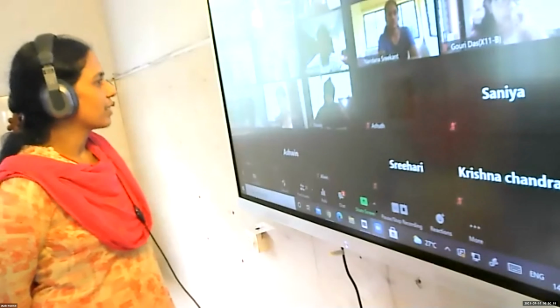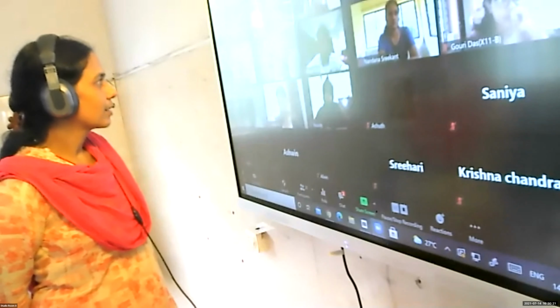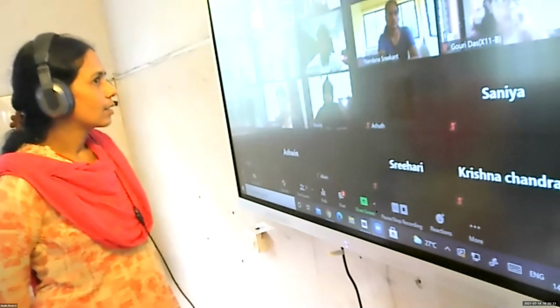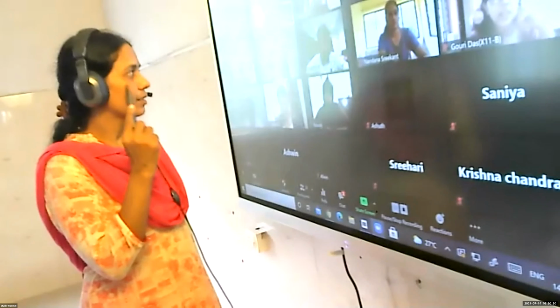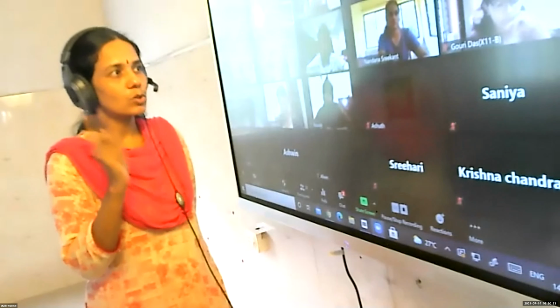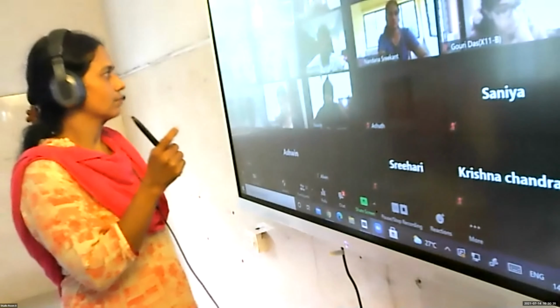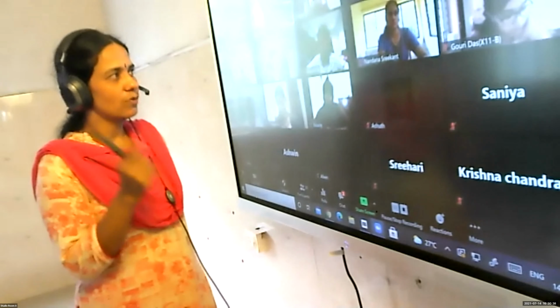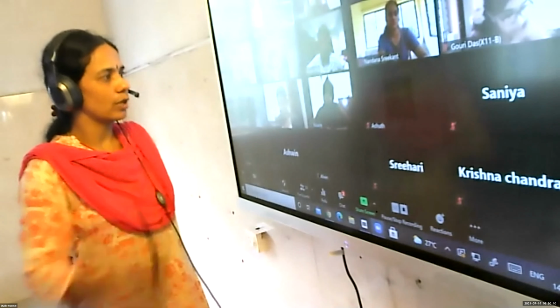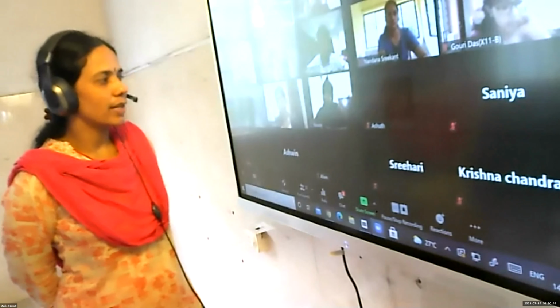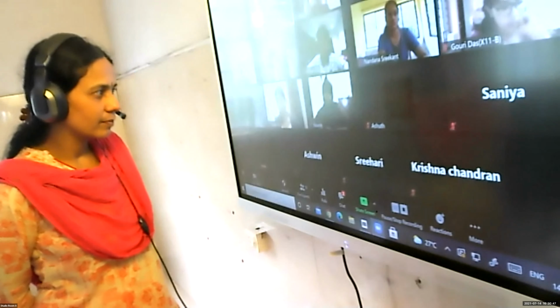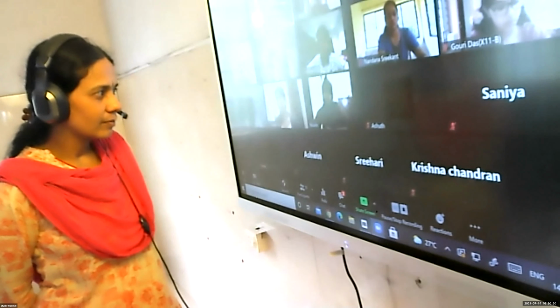Punya, derivative of a raised to x? It is a raised to x into log a. The base is constant, so the derivative of a raised to x is a raised to x into log a. Now, derivative of x raised to x? X raised to x into 1 plus log x.